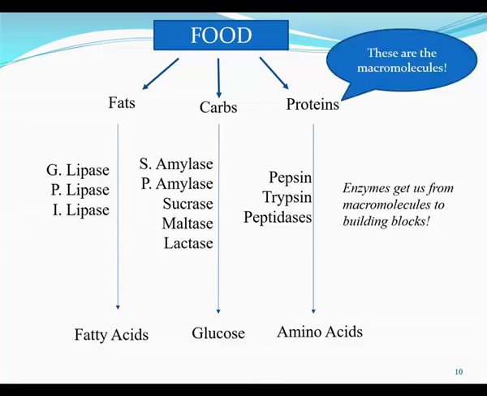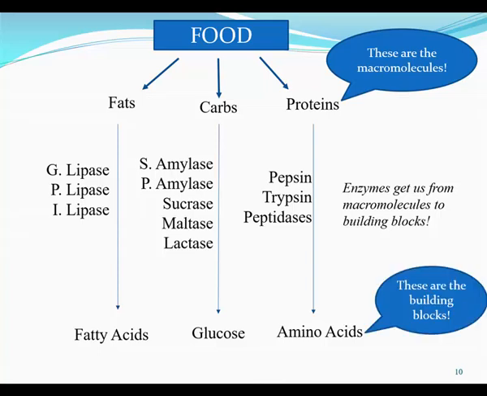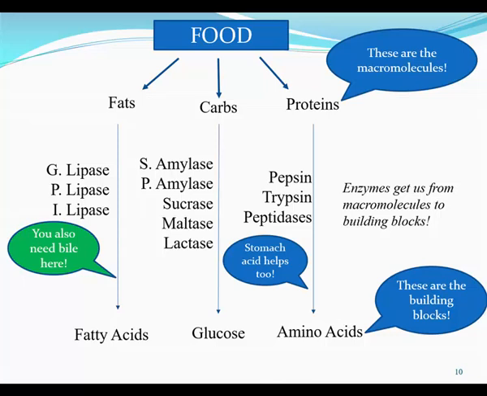Besides the enzymes listed here, bile, stomach acid, and later bicarbonate are also very important for good digestion. Enzyme function may depend on that. So for fat digestion, for example, you may also need bile to help break up the fats so the lipases can work. Stomach acid helps unfold proteins, making it easier for pepsin and trypsin and peptidases to work.